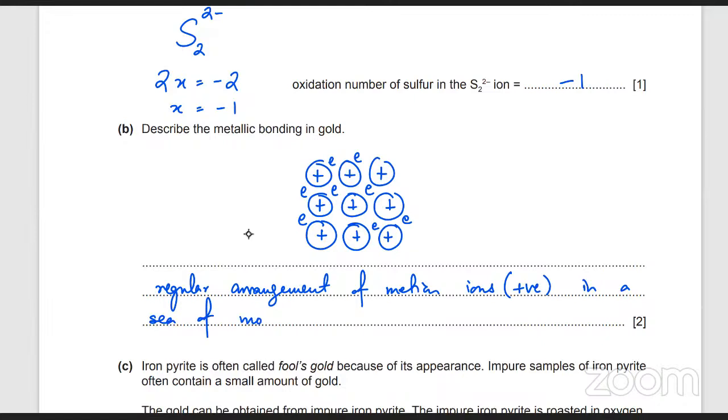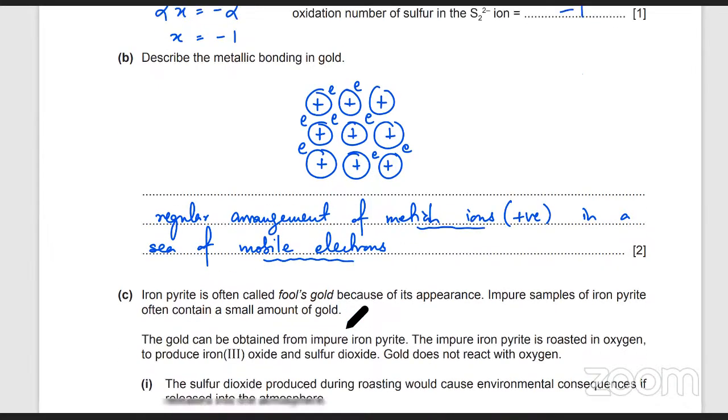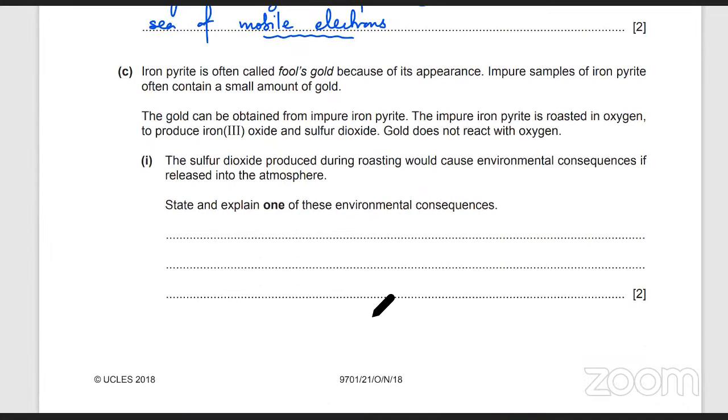And what is the metallic bond? It's the attraction, it's the mutual attraction between. So this statement भी लिख लेता कि it's the mutual attraction, the attraction that exists between your metal ions and your mobile electrons. ठीक है, that's metallic bonds. Next part is कि iron pyrite is often called fool's gold because of its appearance. Impure samples of iron pyrite often contain a small amount of gold. Okay, so there's a bit of gold in it.